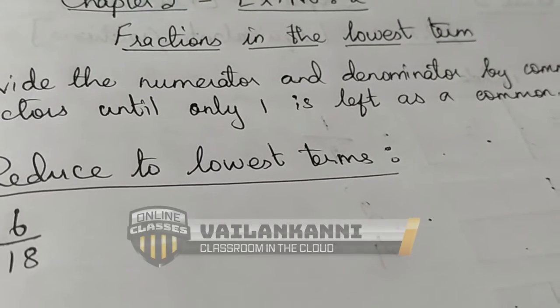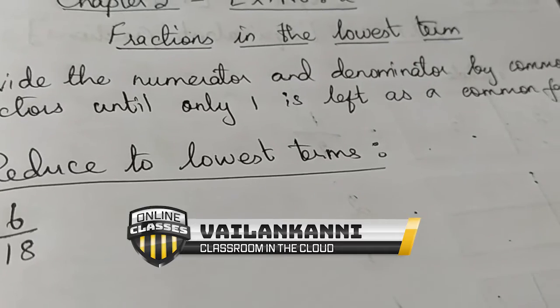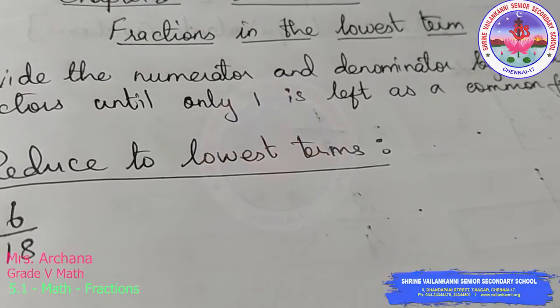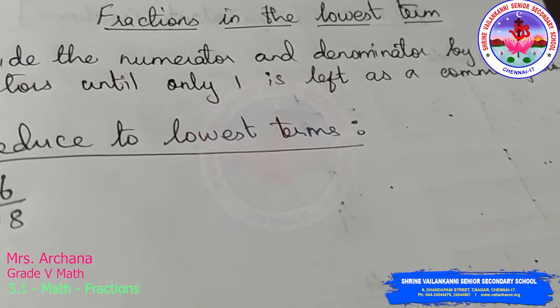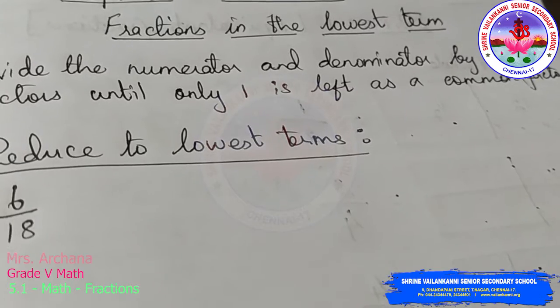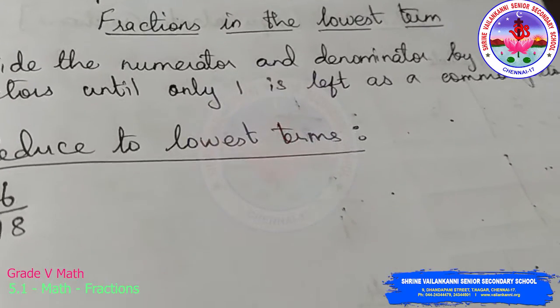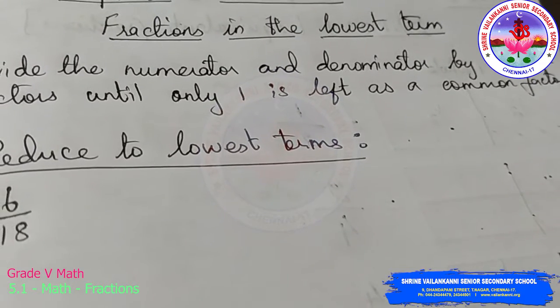Hi children, today we are going to start our exercise 2 under chapter 2, which is fractions in the lowest term. They will be giving you the fractions, so for the given fractions you have to make them into the lowest term. That can be done by dividing the numerator and denominator by the common factors.